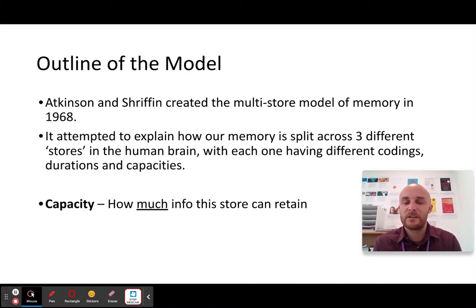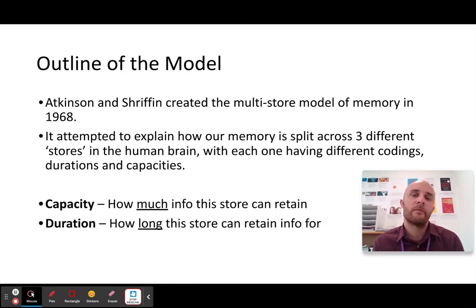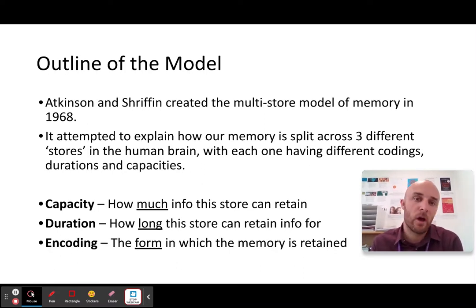So capacity is how much information can be retained. For example, if you think about the capacity of a stadium, the capacity deals with how much that stadium can hold, how much that store can hold. You've got duration: how long can the store retain it for? Again, you need to know the duration for all three stages. And you also have encoding, also known as coding, the form in which the memory is retained. Bit like qualitative and quantitative data can come in different forms, memories can come in different forms as well.